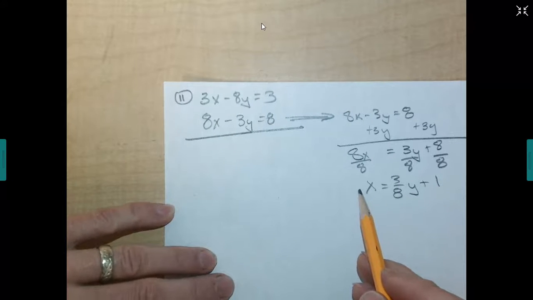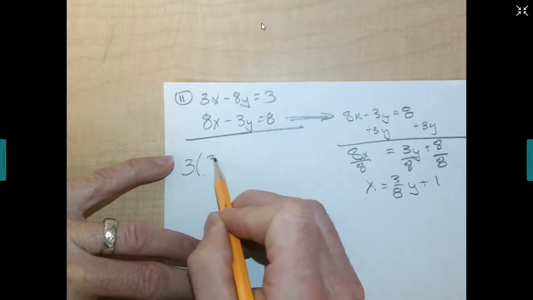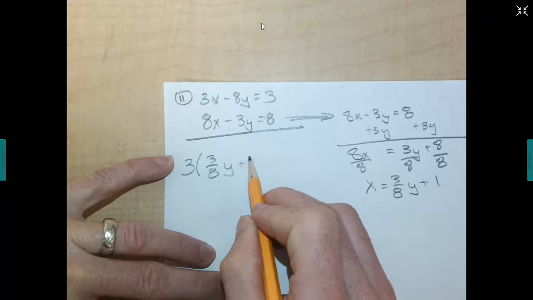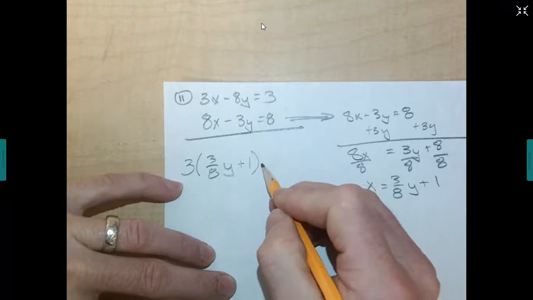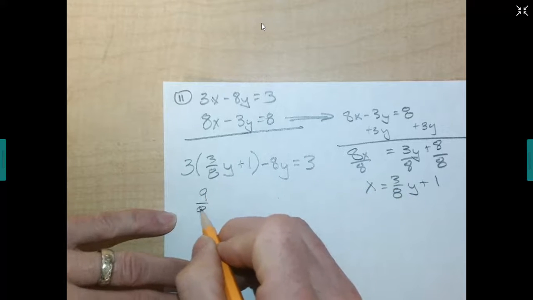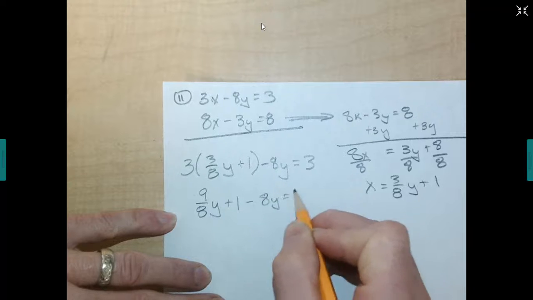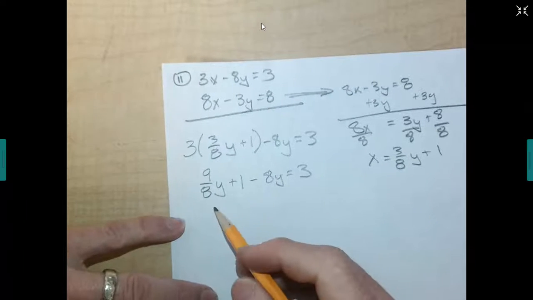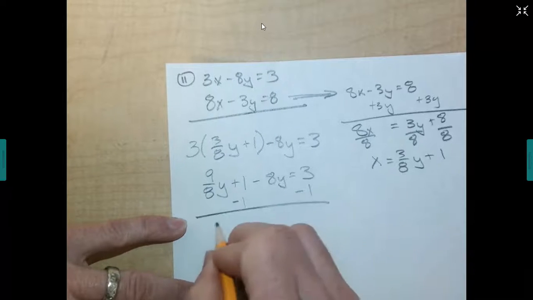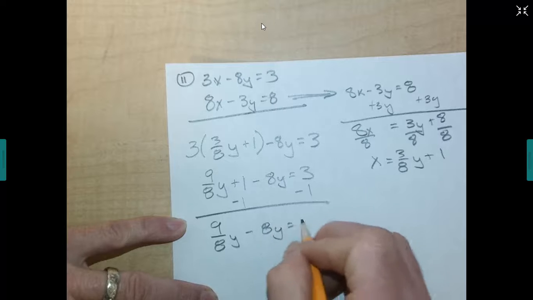So I'm going to plug that back into here. So I have 3 times 3/8 y plus 1 minus 8y equals 3. So I have 9/8 y plus 1 minus 8y equals 3. Whoa, yuck. Oh my goodness. Minus 1, minus 1. I get 9/8 y minus 8y equals 2.